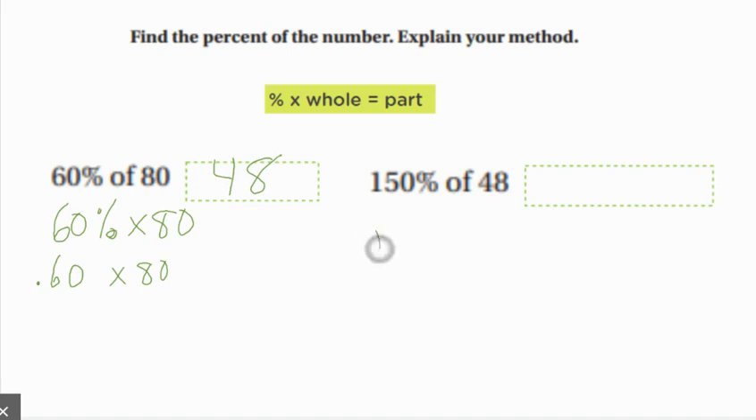So now for 150% of 80, so 150% times 80. So then you would move the decimal 2 places to the left. So it would be 1 5/10 or 1 50/100 times 80. Yes, you can use a calculator because that's not the skill we're working on right now. We're working on just making sure you know how to find the percent of a number. So you should get 120.